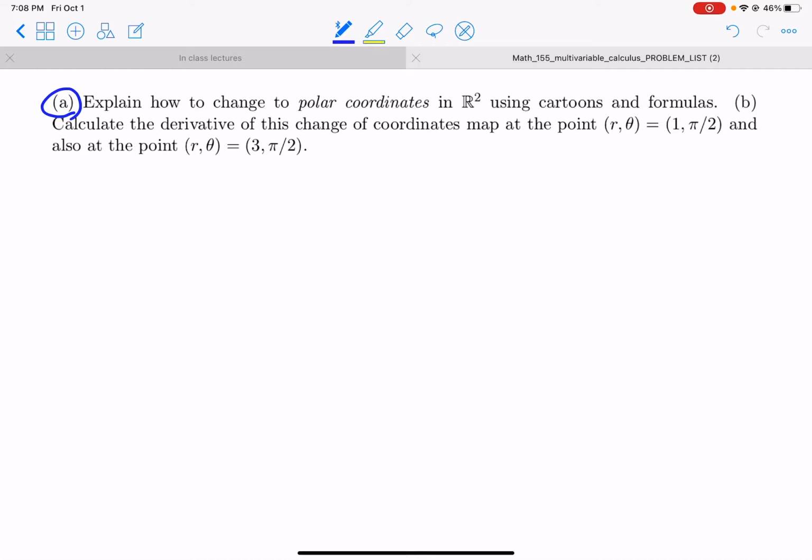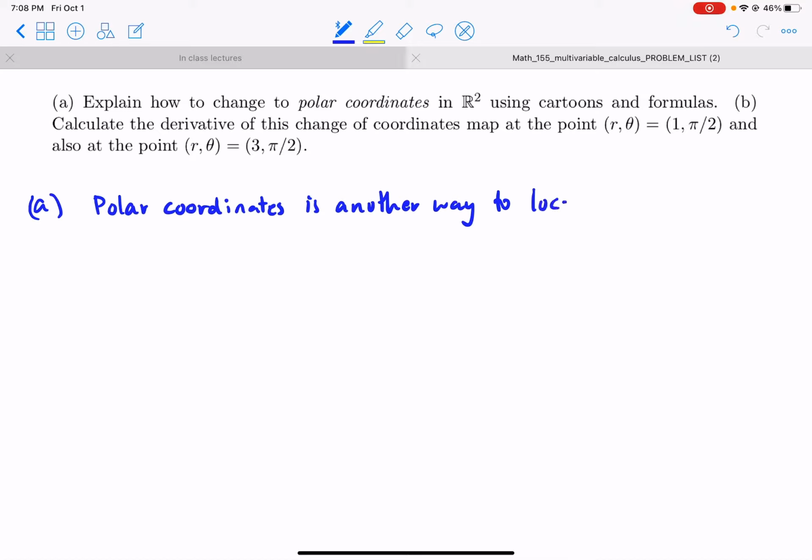Hello everyone. Part A, explain how to change to polar coordinates in R2 using cartoons and formulas. So part A, polar coordinates is another way to locate a point in R2.